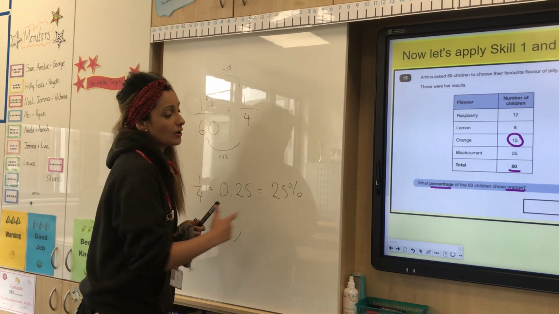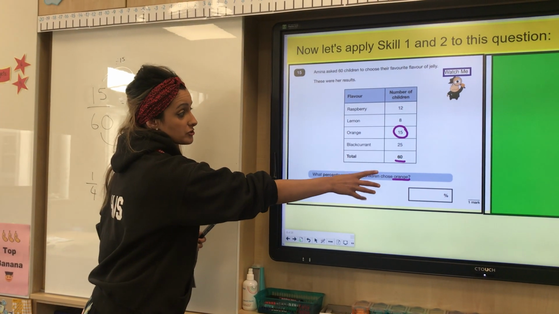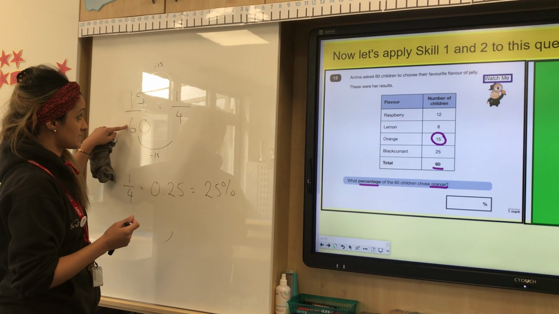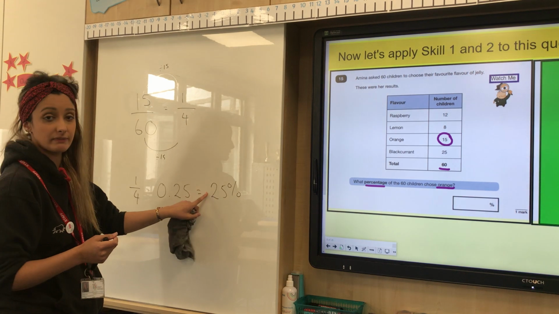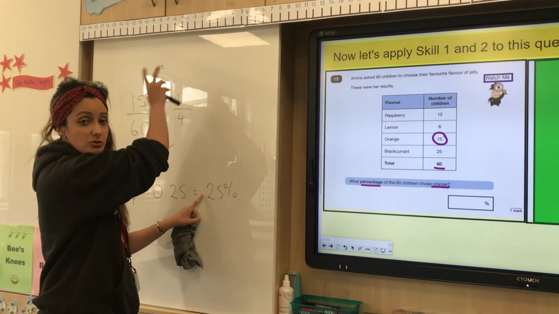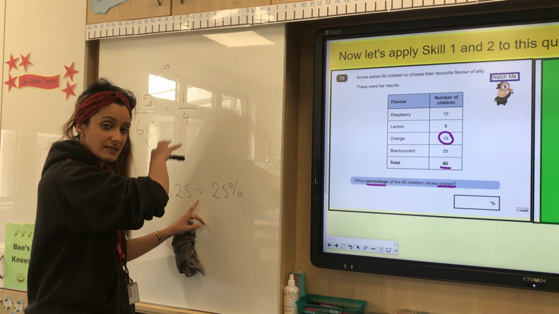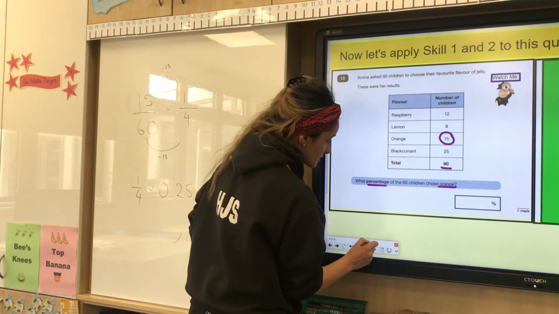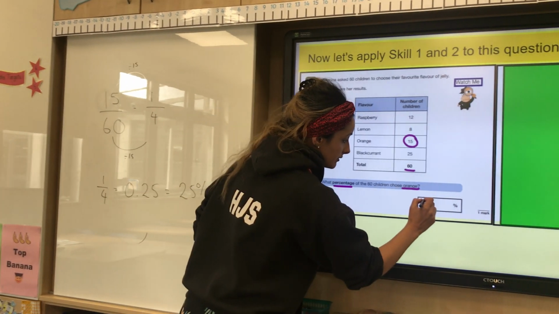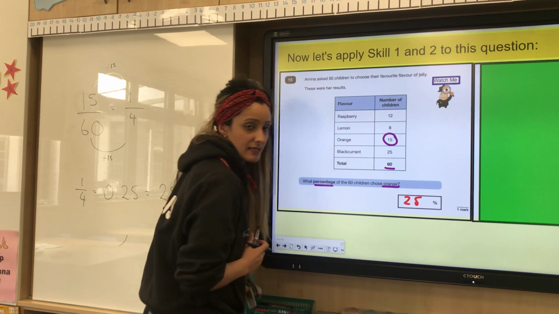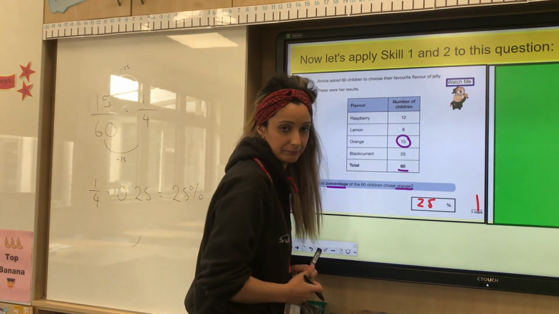So actually, what percentage of 60 children chose oranges? Well, I had 15 out of 60. That's equivalent to 1/4, which is equivalent to 25%. And this is where I'm drawing all upon my knowledge of fractions, decimals, and percentages. So in my answer box here, I would jot in 25. They already give me the percentage sign, and it's worth 1 mark there.